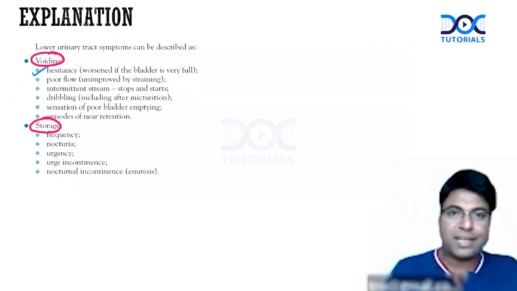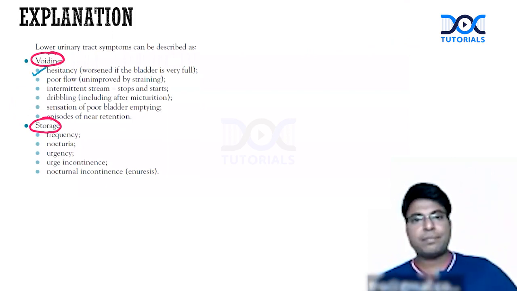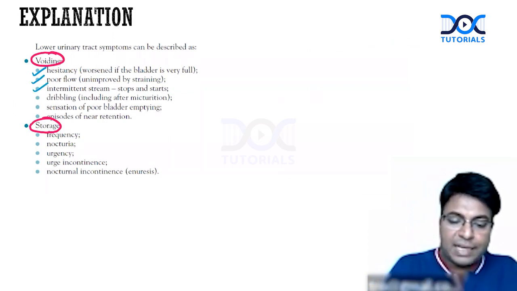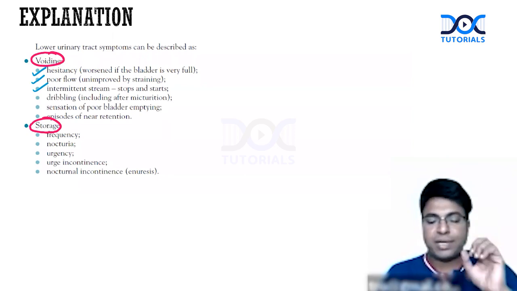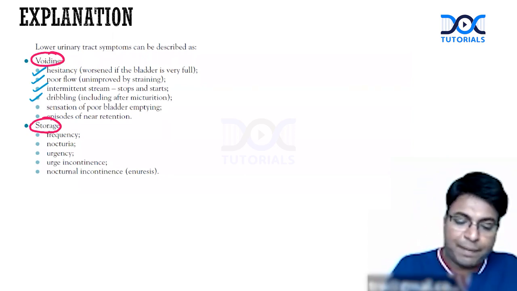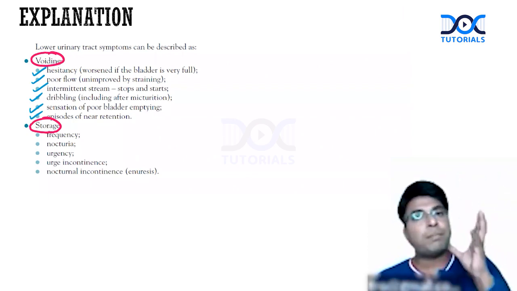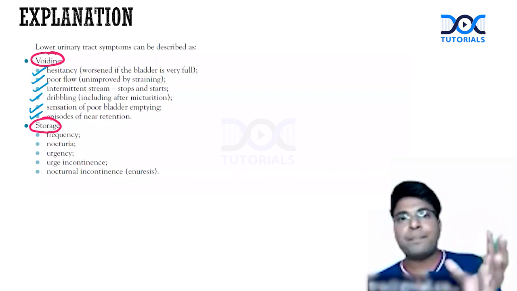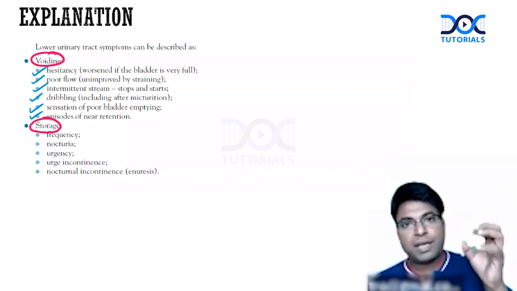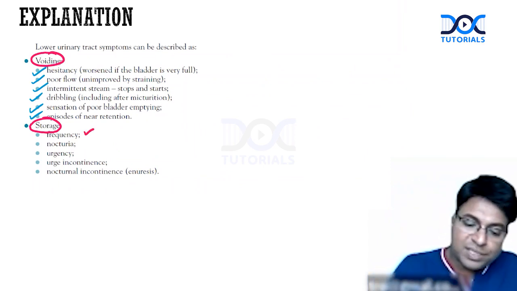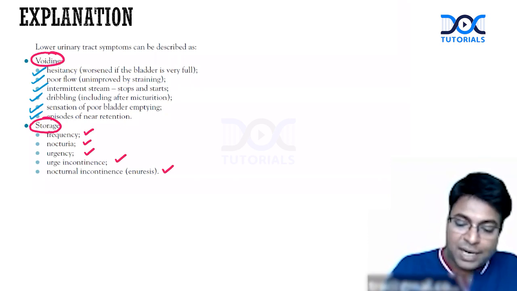Hesitancy, voiding. There is a patient who wants to pass urine, he is unable to pass the urine. Hesitancy, poor flow, intermittent. It comes like a shower, intermittently. Dribbling, sensation of incomplete emptying, episodes of retention of urine. Storage symptoms are related to detrusor muscle hyperactivity. Because of BPH, the detrusor has become so irritable and will be continuously contracting and cause frequency, nocturia, urgency, urge incontinence, nocturnal incontinence.